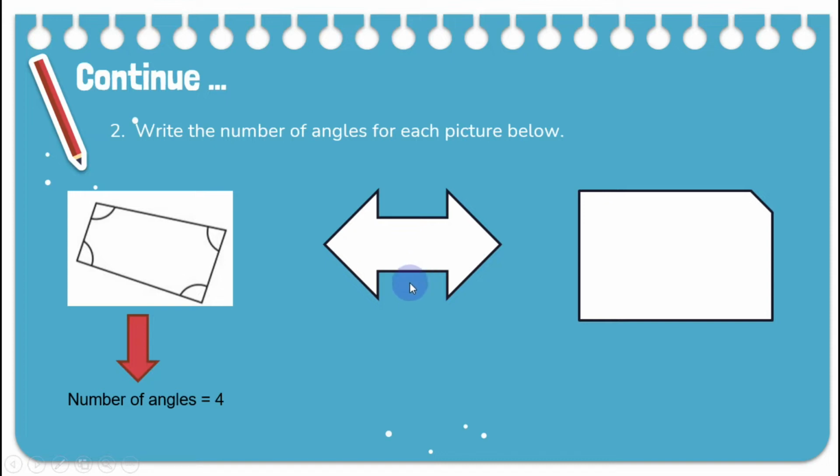Next, the second. The angles are 1, 2, 3, 4, 5, 6, 7, 8, 9, 10. Number of angles: 10. Number 3, the third picture. The number of angles: 1, 2, 3, 4, 5. We have reviewed the material from last meeting.